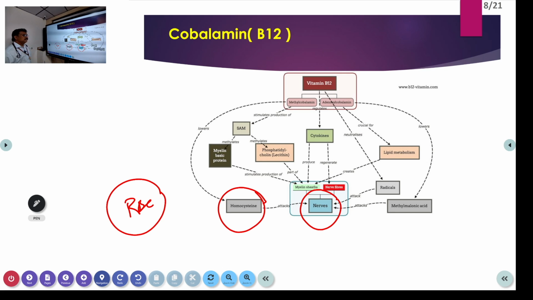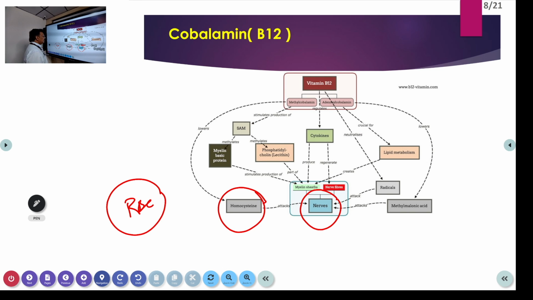So nerves, if there is a B12 deficiency, you can see subacute combined degeneration, that we'll see afterwards. Peripheral neuropathy can be there, thoracic myelopathy can be there. Patient can have visual loss, diminished vision. Patient also can have dementia. So many problems can occur due to B12 in CNS.